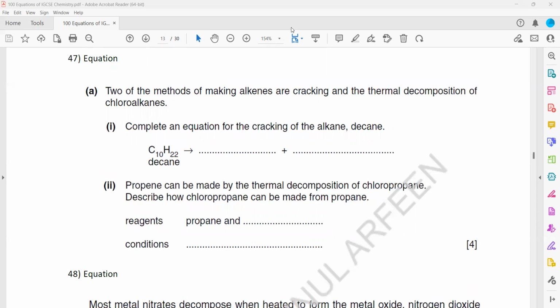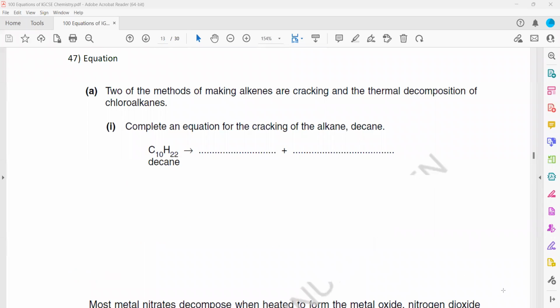Propene can be made by thermal decomposition of a chloropropane. This is the equation for a cracking. Yusuf, if you have any question or doubt, you can use chat to mention it, if you want me to repeat any part. Because when I scroll down the screen, sometimes I don't see the chat.